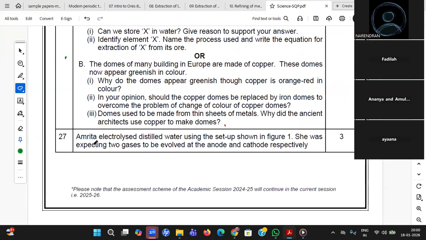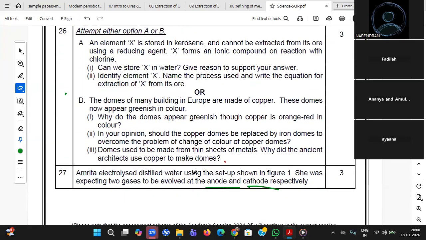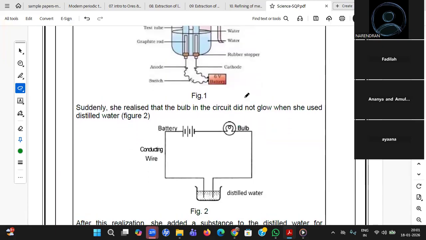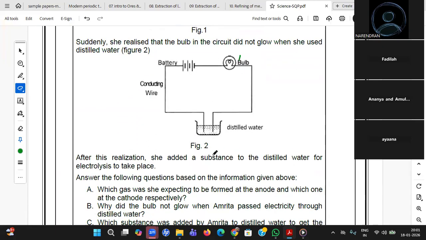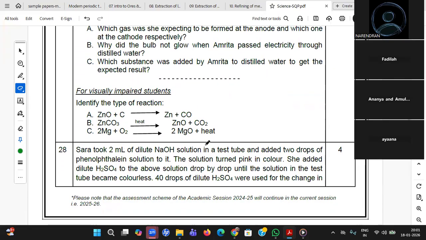Who is this? Amrita, electrolyte, is this from this topic? Cathode and anode, I think this is from this topic. Okay, so the last question, I guess, student. I don't know whether there is another question or not. Amrita electrolyzed distilled water using the setup shown in figure 1. She was expecting two gases to be released at anode and cathode. Sir, I think this is chapter 1. Okay, so do you want to leave it? Leave it then. Yeah, this is again this chapter.